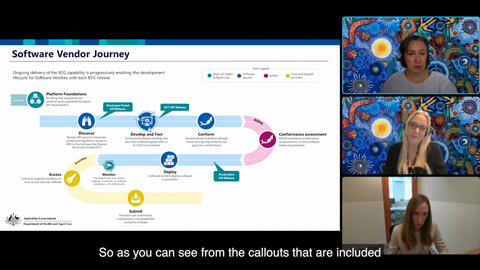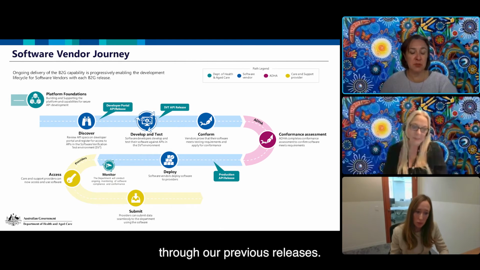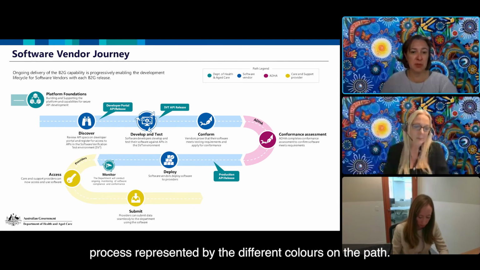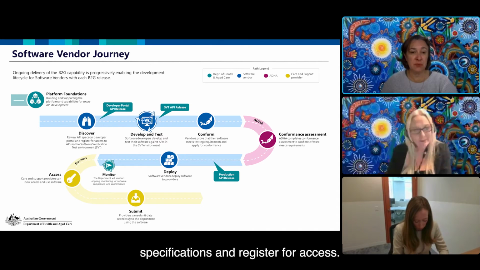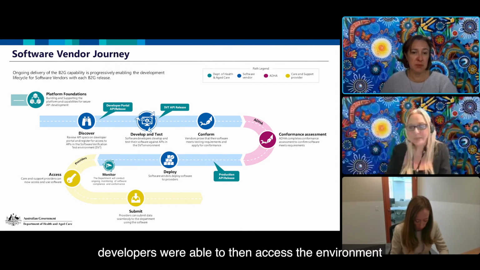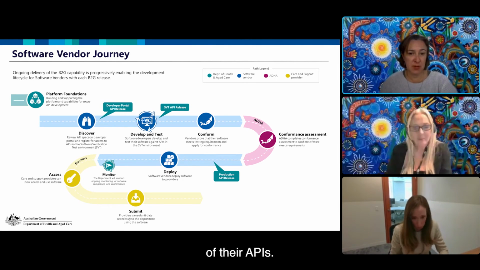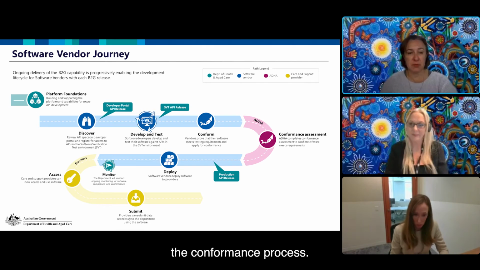So as you can see from the callouts that are included on this slide, we've made quite a bit of progress through our previous releases. You can also see that the different actors in the process are represented by the different colours on the path. So last year we released the developer portal and our software vendors were able to view the API specifications and register for access. With the SVT release earlier this year, software developers were able to then access the environment in order to begin their development and testing of their APIs. It also enabled them to then start preparing for the conformance process.